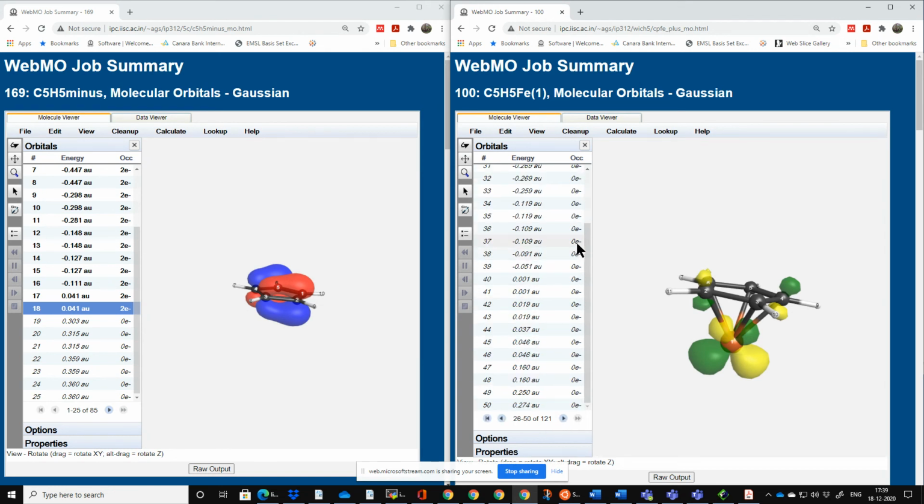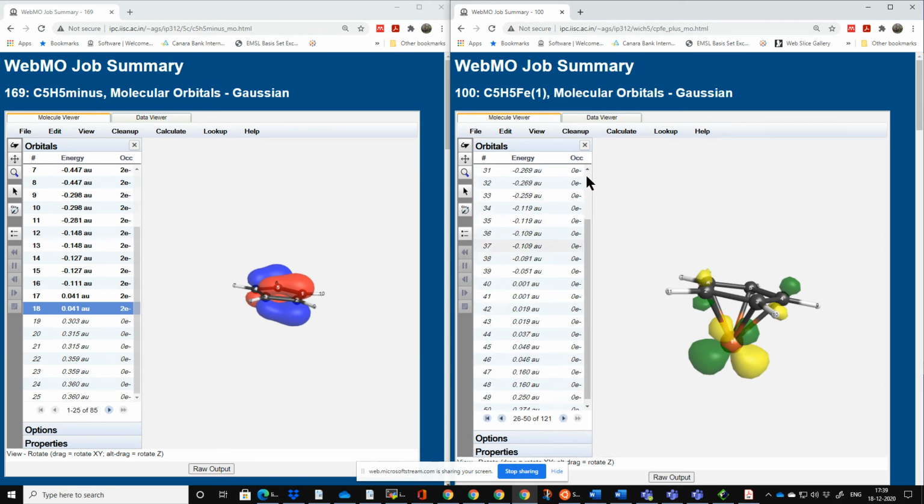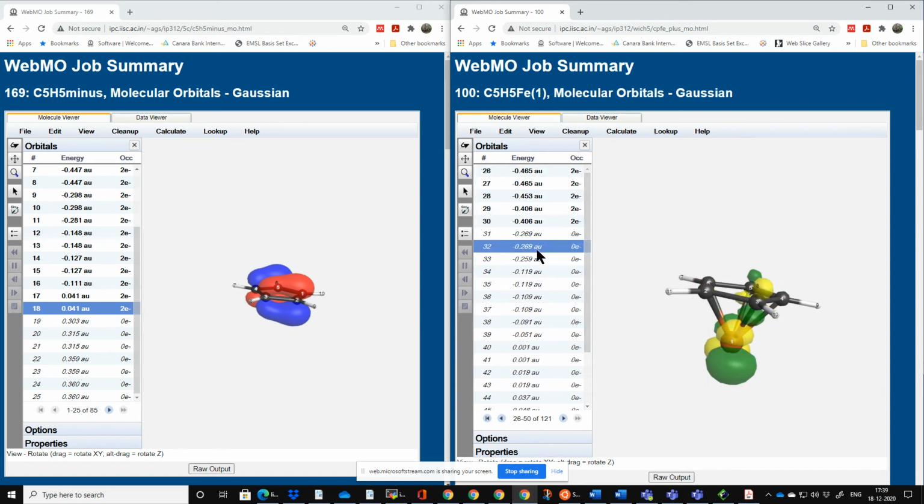And let's try the other lowest unoccupied molecular orbital. Now you can see that this orbital will fit exactly this molecular orbital which is filled on the Cp minus. So you can see that the HOMO of the Cp minus matches the LUMO of the FeCp plus. So you can have nice donation from Cp minus to FeCp plus.